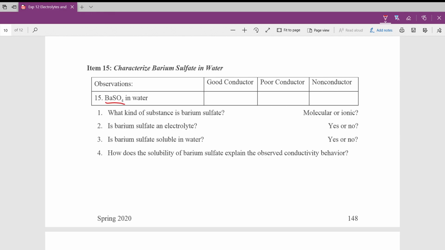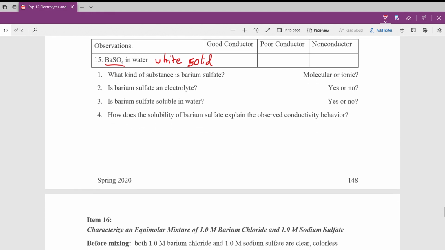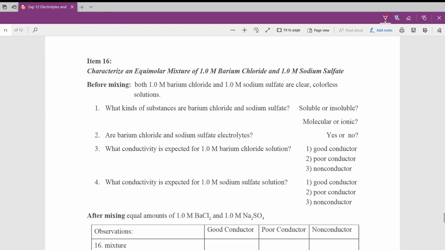What you cannot see in the video is that this jar has a white solid at the bottom. So what does that mean about barium sulfate? Is it soluble or insoluble? Well, if it's a solid, that means it is insoluble. Okay, use that to answer those questions.